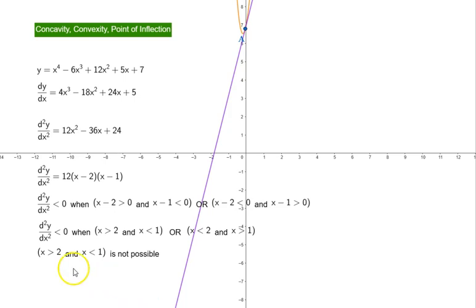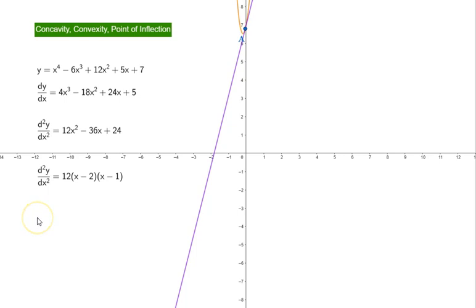Now here if you notice, x is greater than 2 and x is less than 1 is not possible. At the same time, it can't be greater than 2 and less than 1. So we ignore this case. So we are left with this case. So what this means is that the graph is concave downwards when x is in the interval 1, 2. What happens when it is 0? So let's take that case now.